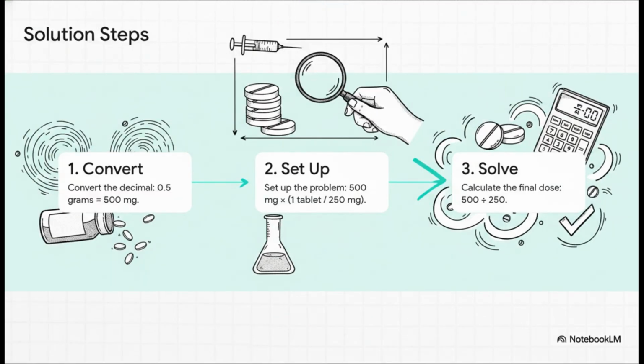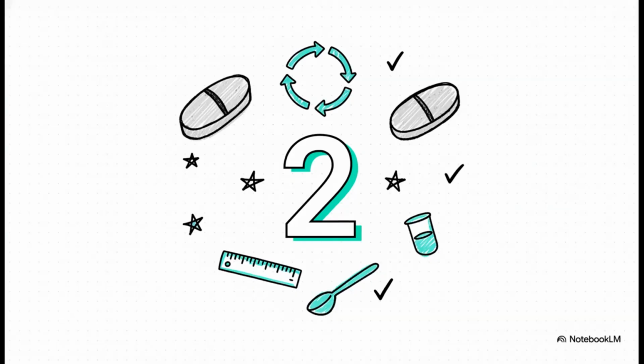Let's walk through it. Step 1, convert. 0.5 grams becomes 500 milligrams. And notice how converting first actually got rid of the decimal, making the math even simpler. Step 2, set it up. We need 500 milligrams, and each tablet is 250. Step 3, solve. 500 divided by 250. And the correct answer is 2 tablets. Fantastic. You've just nailed the fundamental pattern for safe unit conversion.